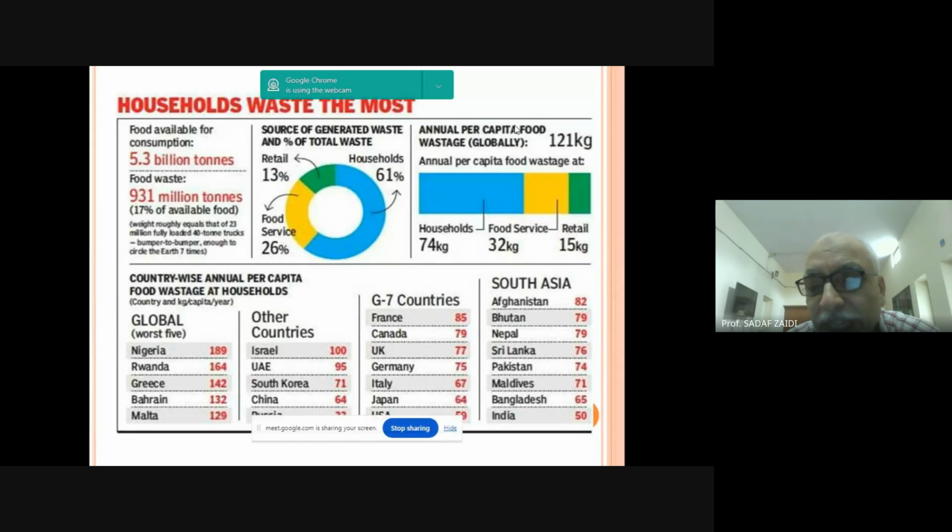So it does not mean we should be happy that we are at the bottom of this list and are generating the least, because it is per capita. If you take the population, multiply this 50 by the population of the country, you will get a huge amount, which will be much more than the combined waste generated by these tiny countries like Afghanistan, Bhutan, Nepal, Sri Lanka, and many other countries of the world. So if you take it in totality, it will be a very huge quantity.